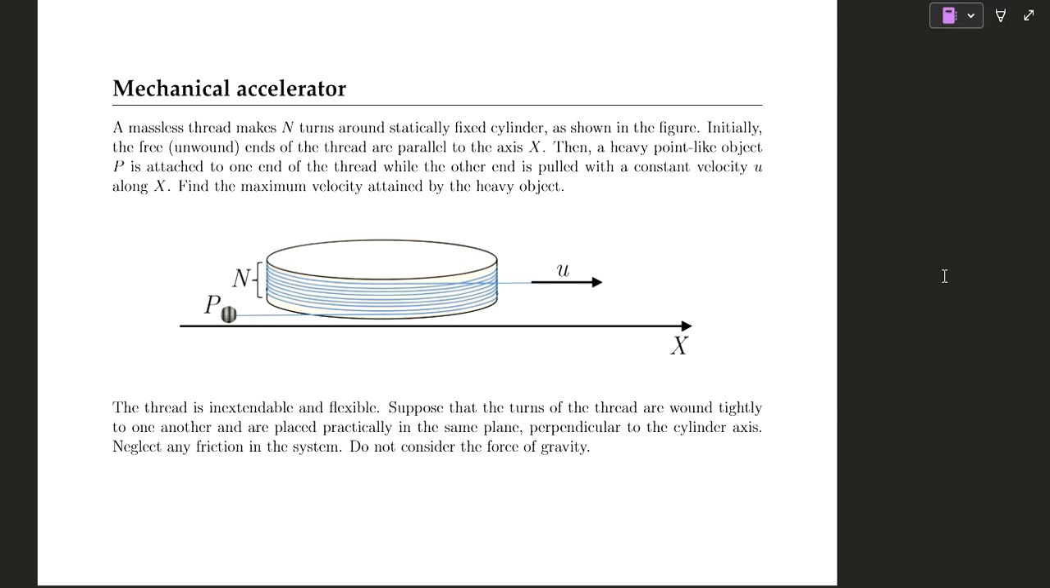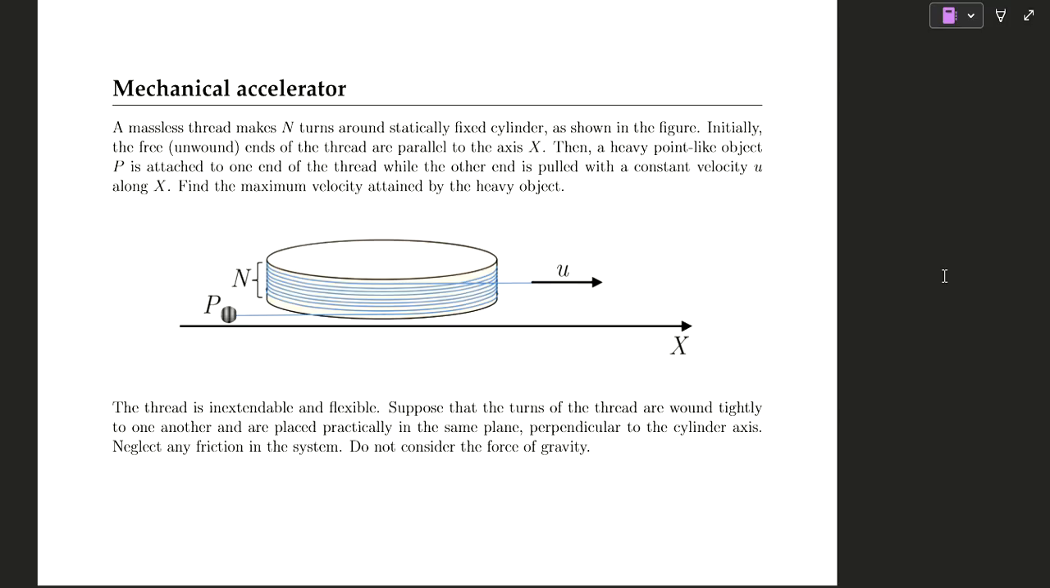The problem says that a massless thread makes n turns around a statically fixed cylinder as shown in the figure. Initially, the free or unwound ends of the thread are parallel to the x-axis. Then a heavy point-like object P is attached to one end of the thread while the other end is pulled with the constant velocity u along the x-axis. The question is to find the maximum velocity attained by the heavy object.